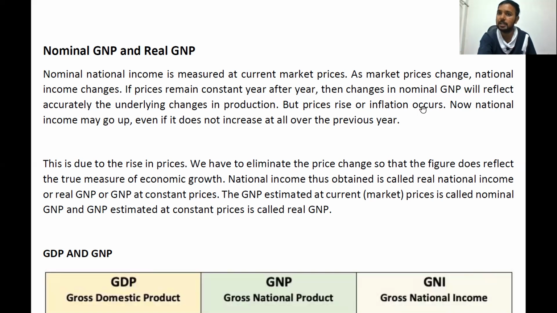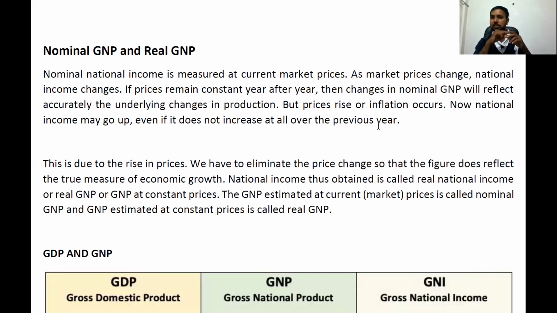But when price rise or inflation occurs, national income may go up even if production does not increase at all over the previous year. So as the price increases, we will get increased national income, but it does not mean that we have increased our production. So guys, we need to focus on increasing production day by day. Each and every country wants to increase its production of goods and services so that it can satisfy all the needs that occur in a country. But what happens is that when we calculate the national income, we get higher national income than the previous year.